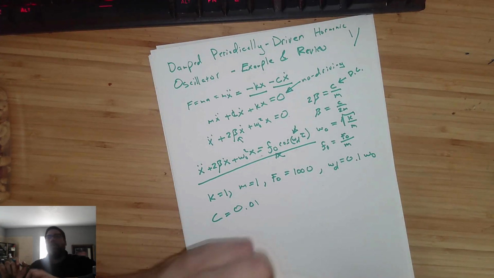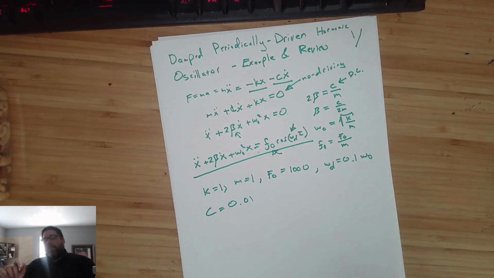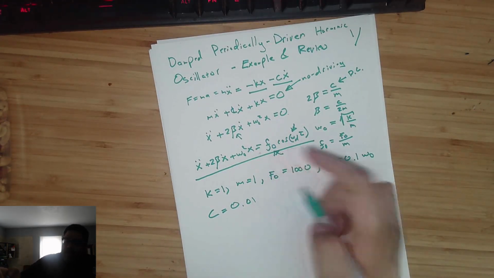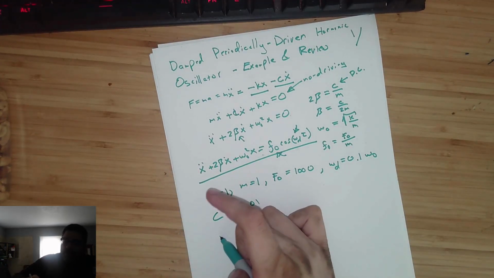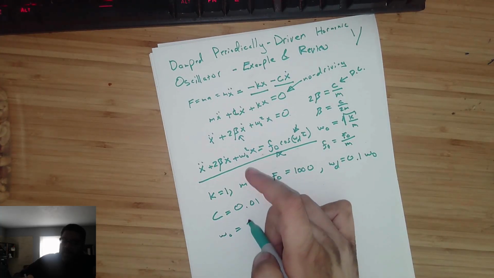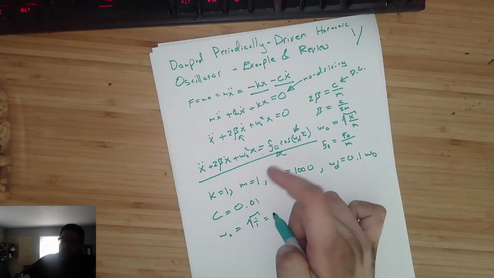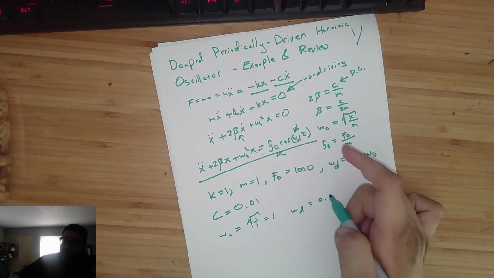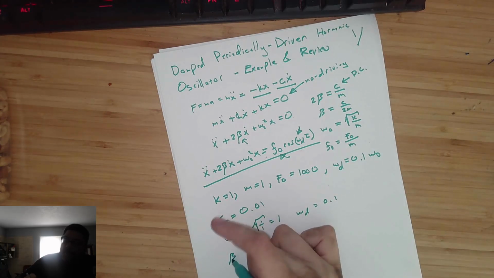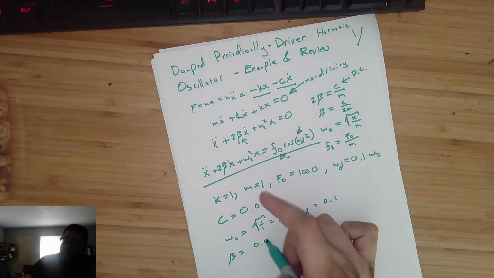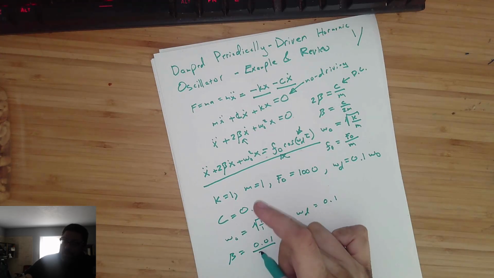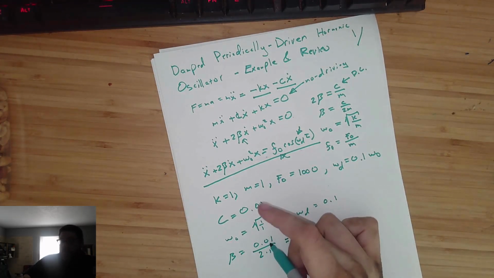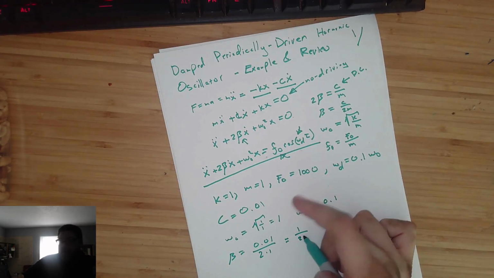Hopefully the little glitch in the recording is gone. So c equals 0.01. With these values, omega naught equals the square root of 1 over 1, which equals 1. That means omega d equals 0.1. And beta is just 0.01 over 2 times 1, which is 1 over 200.